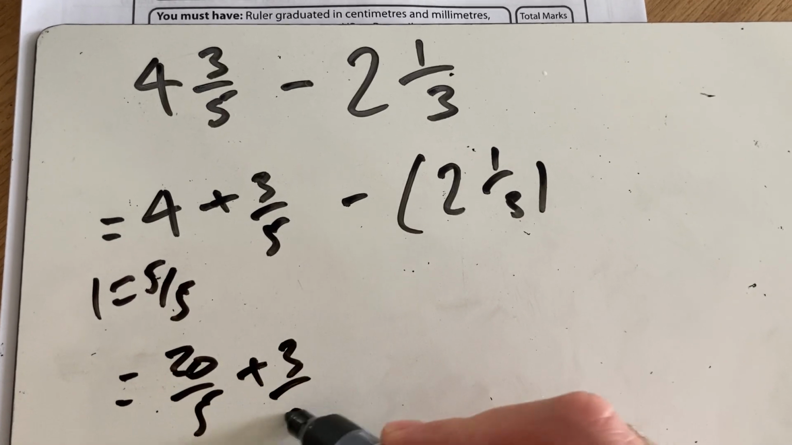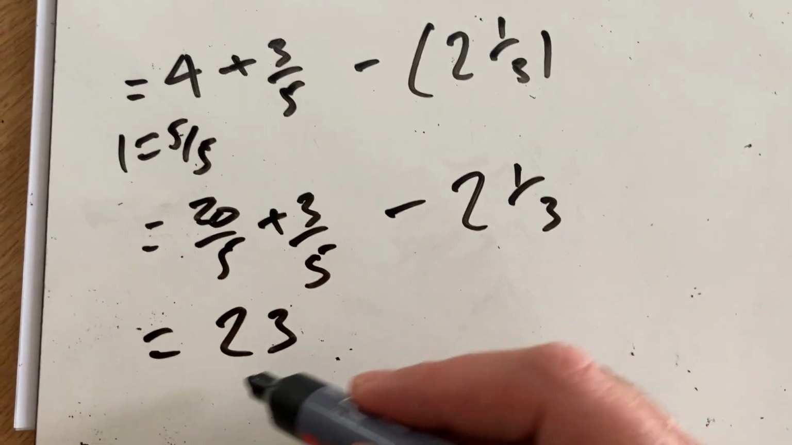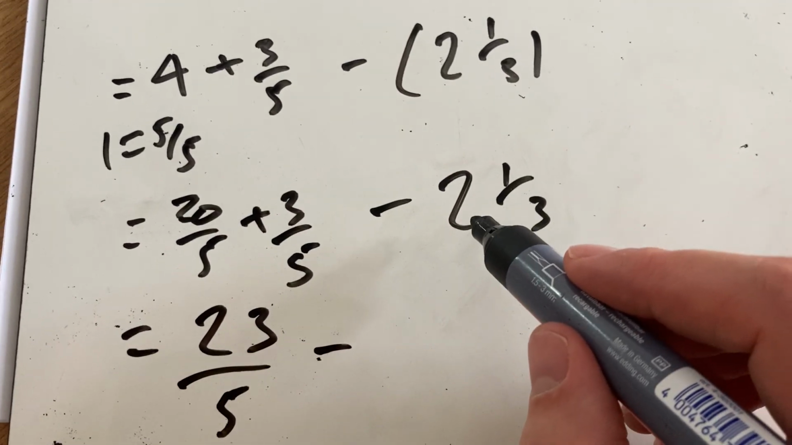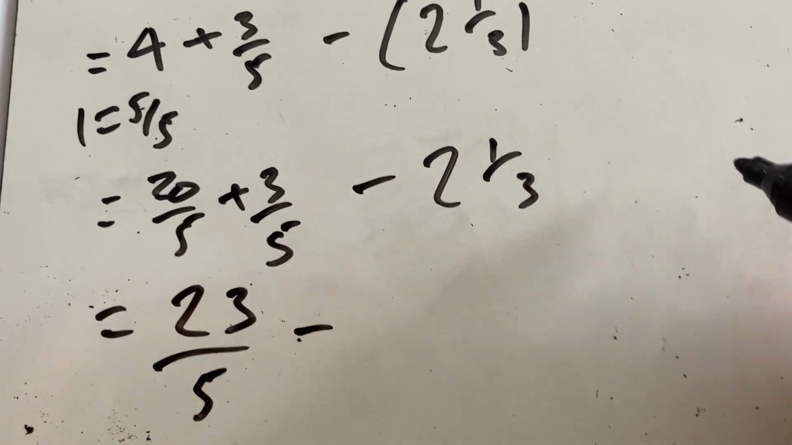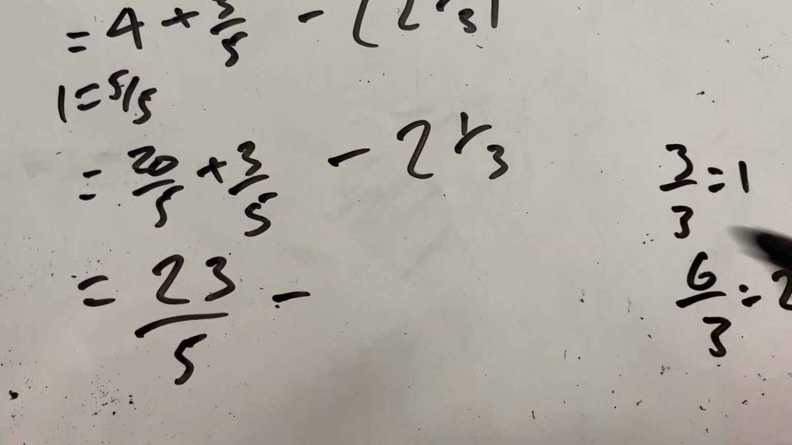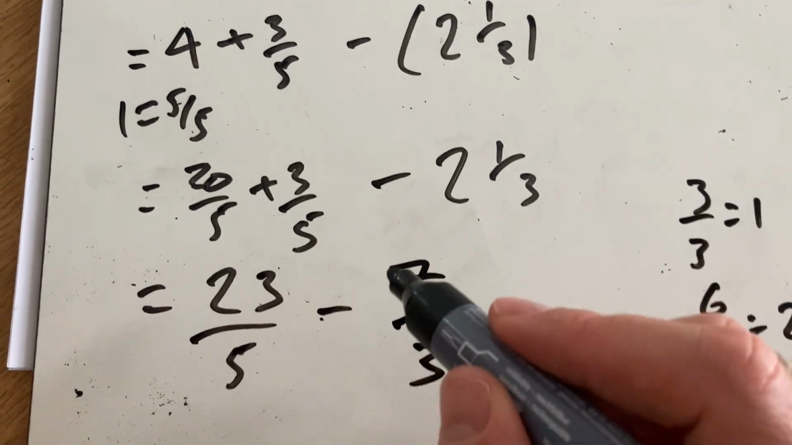So I'm going to have 20/5 plus 3/5 minus 2 1/3. So I actually get 23/5. I'll do the same trick here. In that 2, there's going to be 6/3 because there's 3/3 in 1. So there's 6/3 in 2. Plus that 1, it'll be 7/3. So now I've turned them to improper.